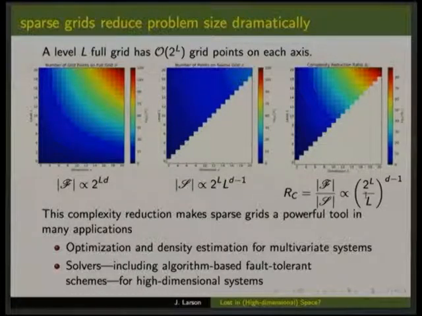You may notice here this color bar, it's a common scale. This is log base 10 of those results, because we're talking about going up to 20 dimensions and up to thousands of grid points on each axis. These things are very useful in a lot of applications, such as optimization and density estimation in systems that have large numbers of variables.